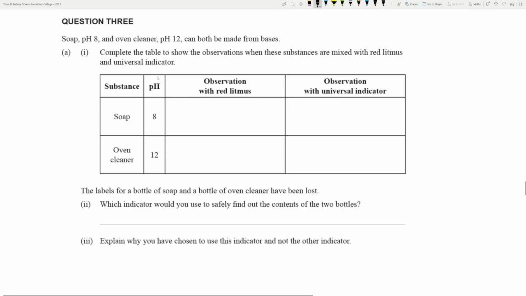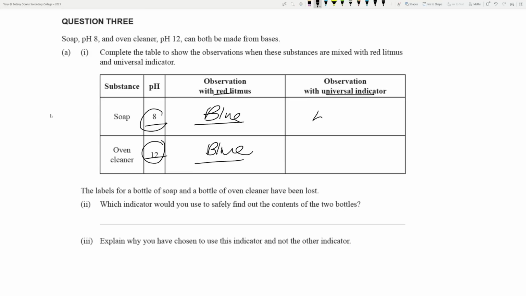Next one. All right, so this question is becoming more and more popular. A table like this. So you need to understand what they do with red litmus. When you put soap and oven cleaner, in this case, onto red litmus paper, this will turn blue. This will turn blue, because an 8 and a 12 means it's basic, and a base always turns red litmus paper blue. Universal indicator color, this will give you blue. This will give you purple.